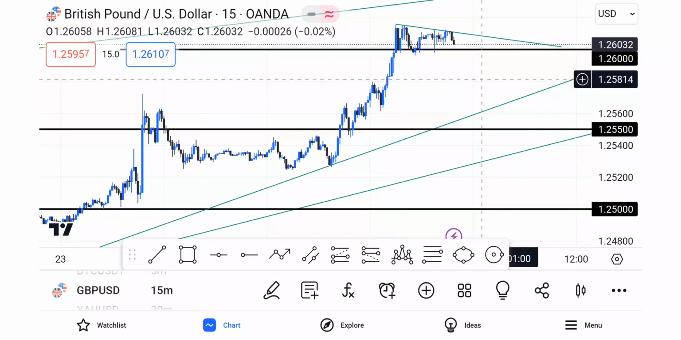So that is how I do my top-down analysis on any pair, especially on GBP, because I told you this is my main currency pair. I've been following this currency pair for such a long time, and I can tell you exactly when price is about to reverse. I can tell you exactly what price is doing at each price level.